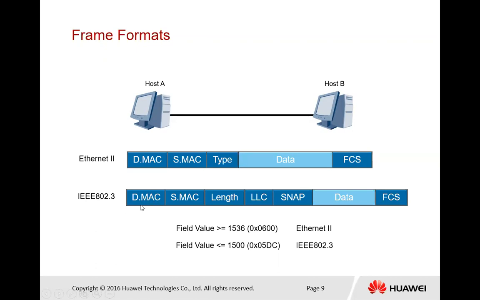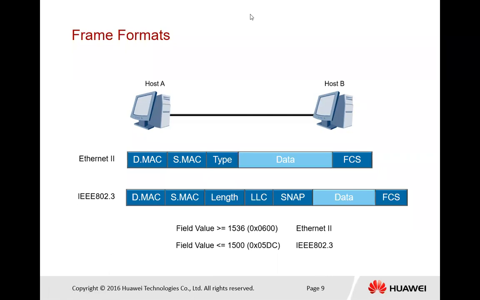Again, the first field is DMAC, the destination MAC address. And in 802.3 the next field is the source MAC address, and the next one is length. The length field tells the complete length of your frame.